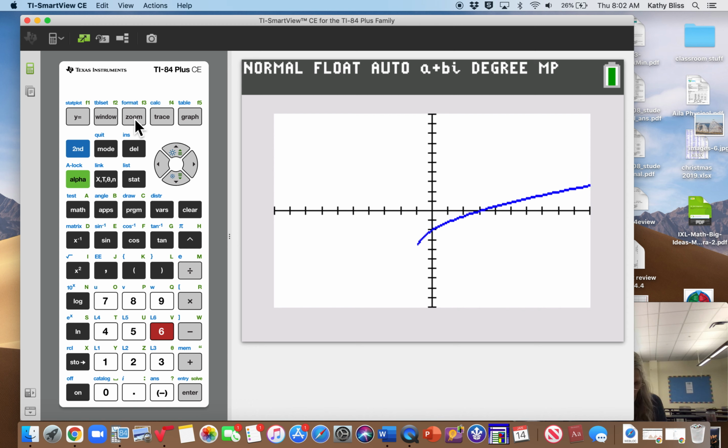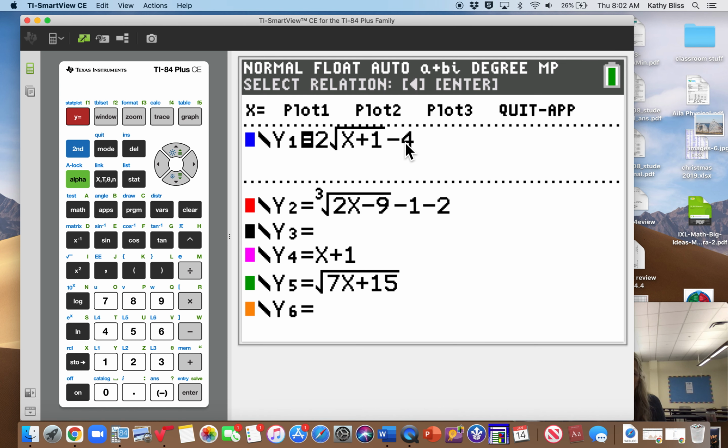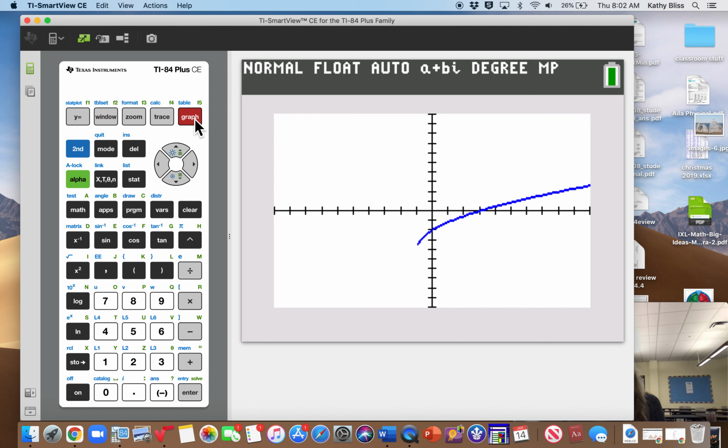Okay, so this makes sense because if I go and look at my y equals, it's a square root function, and I know a square root function is going to have a restricted domain and a restricted range, so that graph makes sense. And then looking at this, it's going to be a shift to the left by 1 and down 4. So when I look at my graph, that's a shift to the left and down 4.